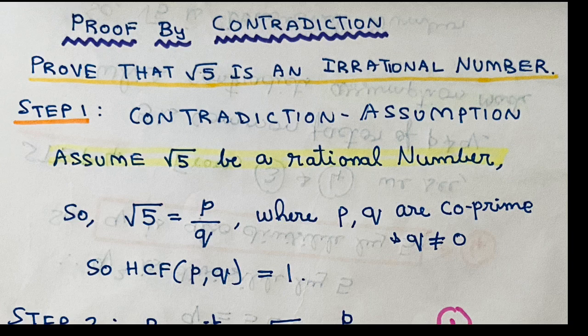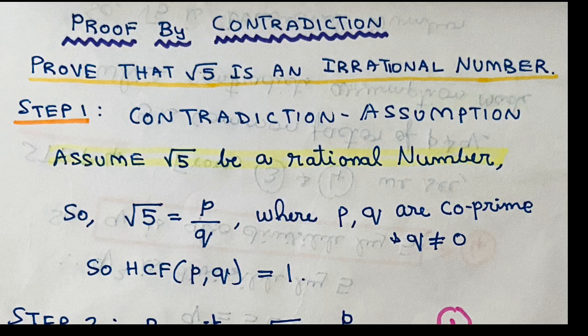You should understand what contradiction means. Contradiction means if a particular statement is given, you should make a wrong assumption on that statement and you should try to prove it logically. If you are not able to prove that, then the given statement will be true. The same method we are going to use in order to prove root 5 as an irrational number.